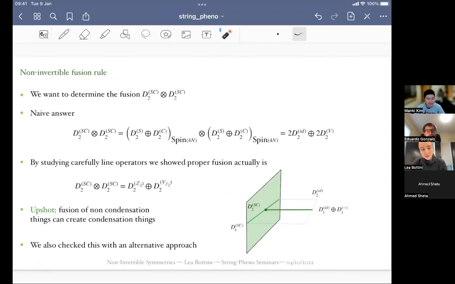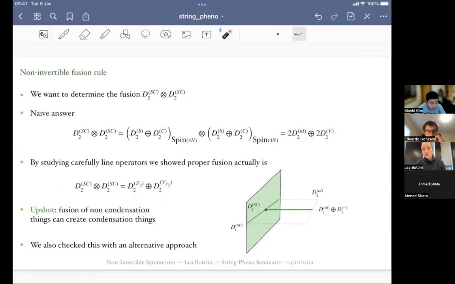Okay, and so let's consider the fusion of D2^SC. Suppose that we want to determine this fusion. The naive answer is just, okay, I plug in the expression D2^S plus D2^C, and I try to compute the fusion. And what you get is 2 times the identity plus 2 times V. And what we showed in the paper is that this naive answer is not quite true, and that if you actually carefully study also line operators, not only surfaces, what you can determine is that the fusion is actually the following. So SC fuses with itself to give the 2 condensation surfaces.